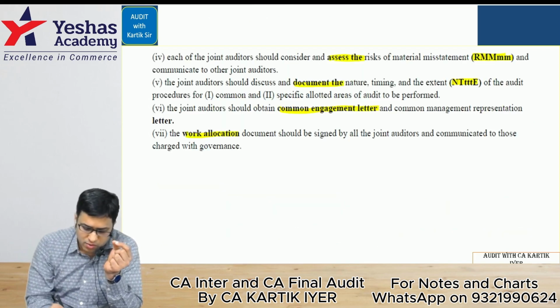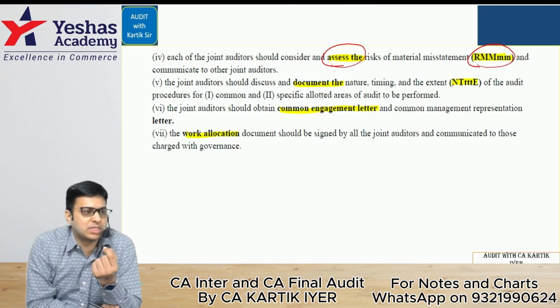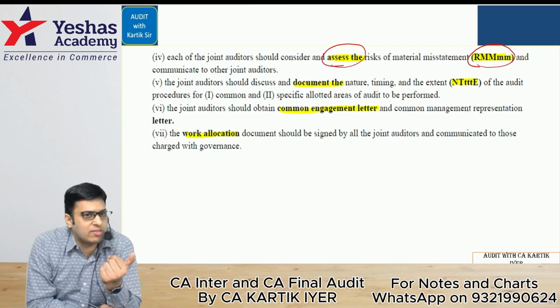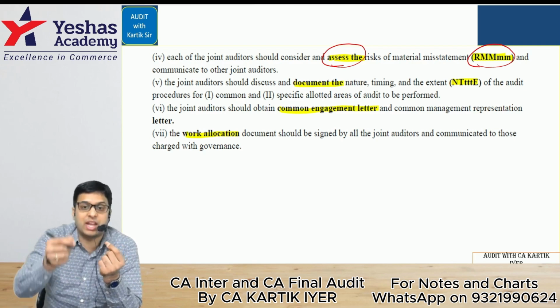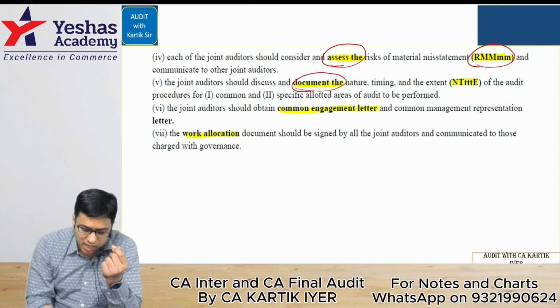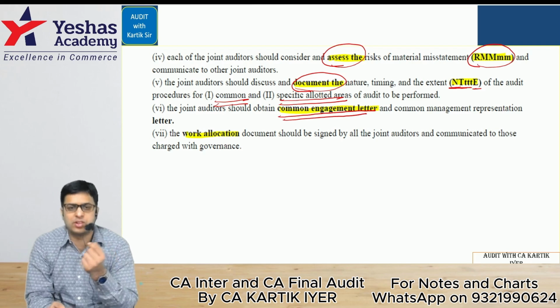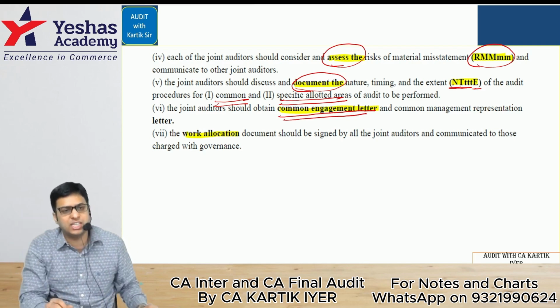Next, we had done, you should assess the RMM. That is basically risk of material misstatement. That is nothing but 315. Now you know very well, it is 315. Identifying and assessing risk of material misstatement. Next, we'll document the nature, timing, and extent of the common procedures and common area and the specific allotted areas. Joint auditors should obtain a common contract between the auditor and the client, called the engagement letter.